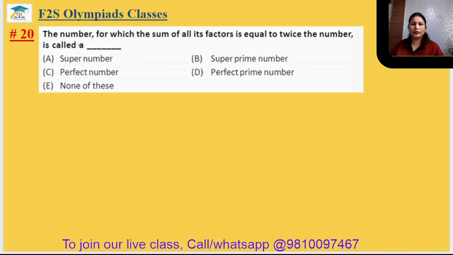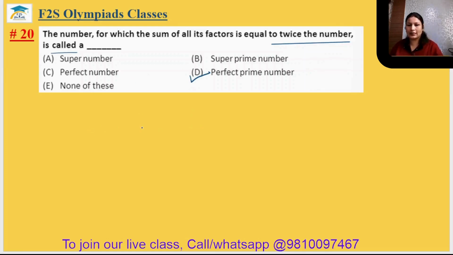Question number 20. The number for which the sum of all its factors is equal to twice the number is called a... If the sum of all its factors is twice the number, then this number is known as a perfect number.